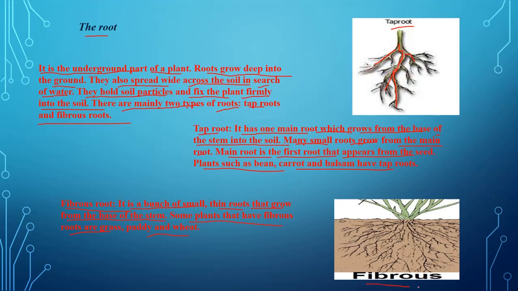So this is the fibrous root system. You can see many roots growing there, so you cannot tell which is the main root. The main root is not known.